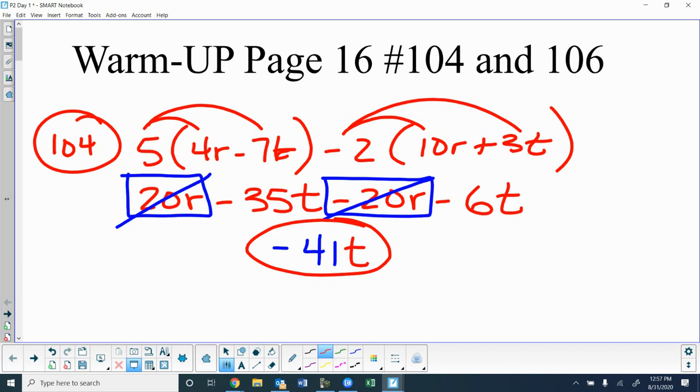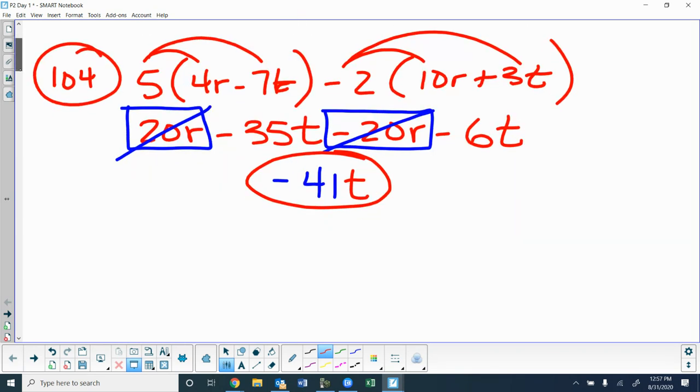Make sense? Pretty easy, right? Just a little bit of practice, warming up, getting used to doing some math again. It's been a while.